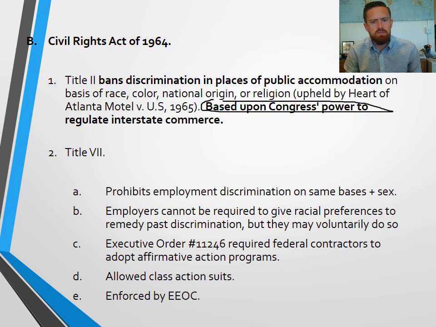Title VII of the Civil Rights Act prohibits employment discrimination based on race, sex, gender, and so on. Employers cannot be required to give racial preference to remedy past discrimination, but they may voluntarily. In other words, you can't be required to play favorites hiring African Americans, but you are allowed to do so.